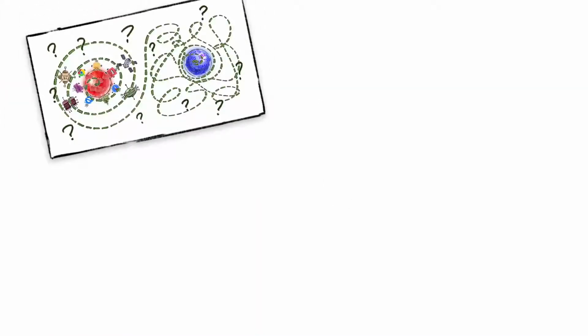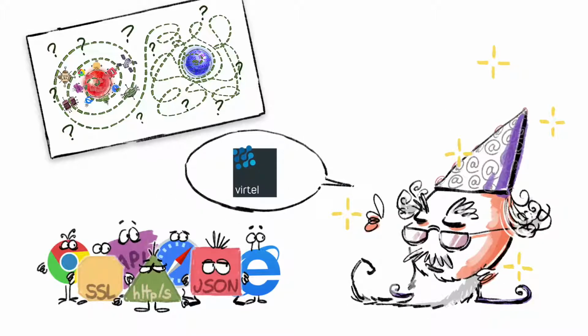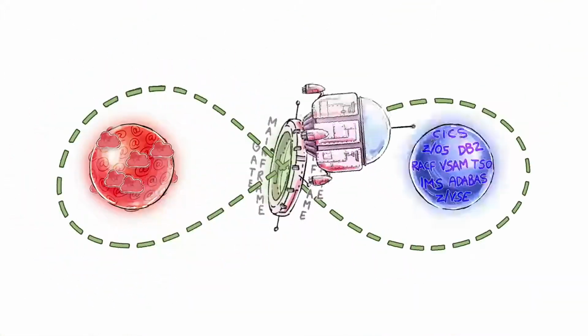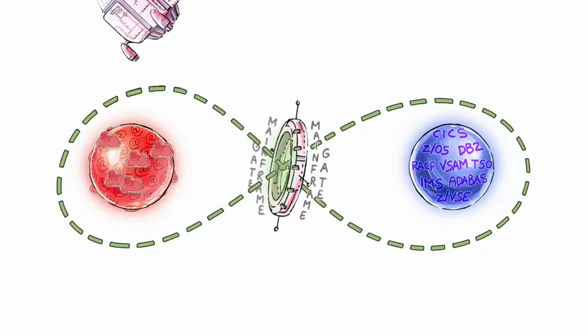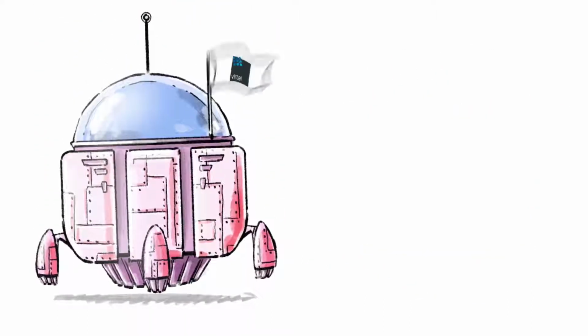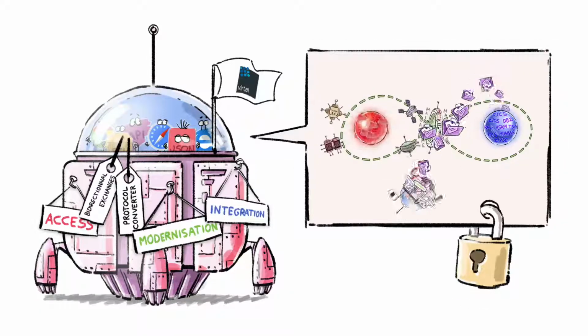So to resolve their problem, the Webians consult an old sage. He tells them about Virtel, a spaceship that can fly non-stop to Planet Mainframe. A breeze to pilot, Virtel will allow the Webians to safely reach the mainframe's precious resources through familiar web pages and services.